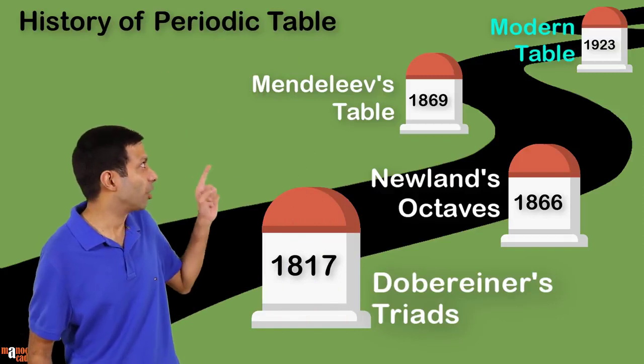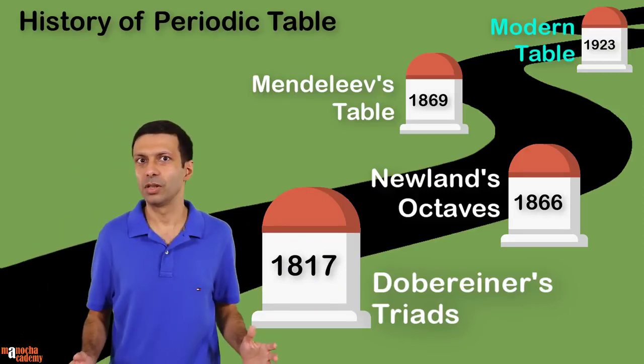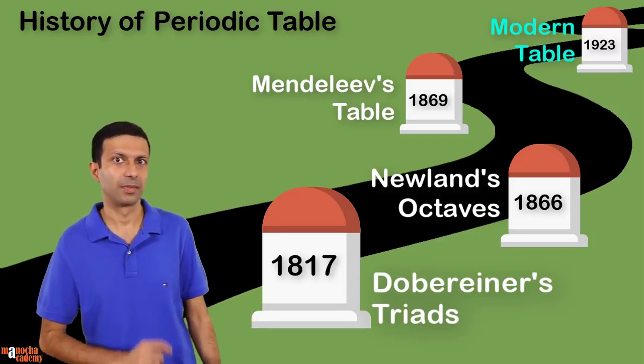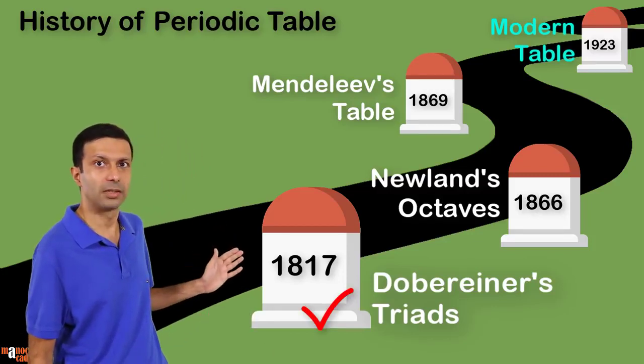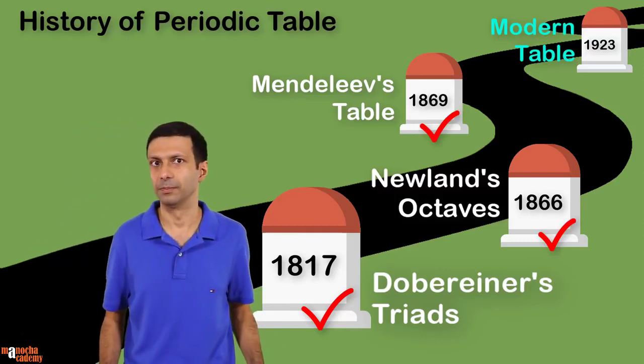Hi friends, in this video we look at the last stop in our journey, the modern periodic table. Remember in the previous videos we discussed the earlier attempts to classify elements, that is Dobereiner's triads, Newlands' law of octaves and Mendeleev's periodic table.